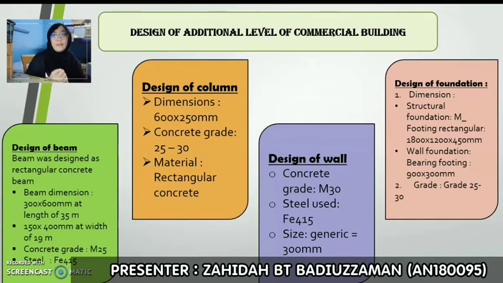For the column design, we designed the column with the dimension of 600 times 250 mm and the concrete grade is between 35 with the range of 35 to 30 and the material is rectangular concrete. The design of the wall uses the concrete grade of M30. The steel used is Fe415 and the size generic is 300mm.